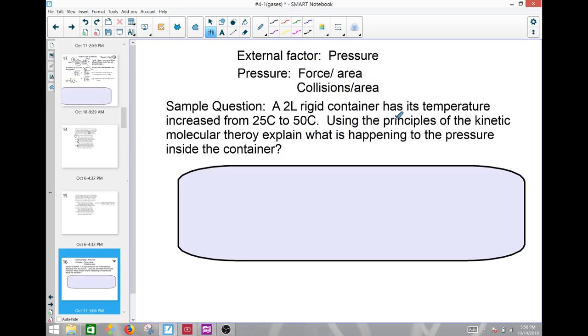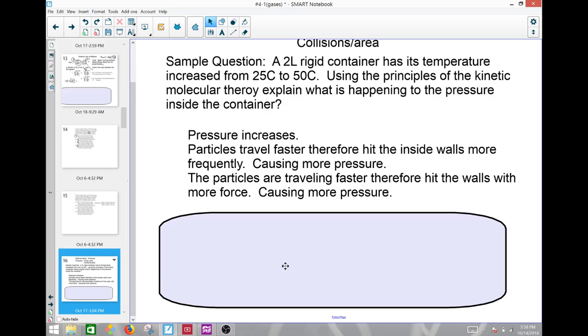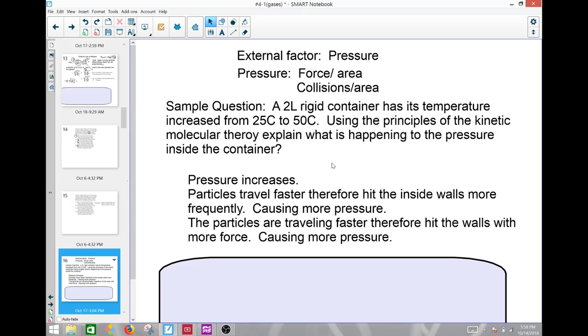All right. Pressure, external factors of pressure. Okay, so in this situation, let's just pull this off of here. All right, so sample question: a 2-liter rigid container has a temperature increased from 25 to 50 degrees Celsius. So it's warming up. Using the principles of the kinetic molecular theory, explain what happens to the pressure inside the container.